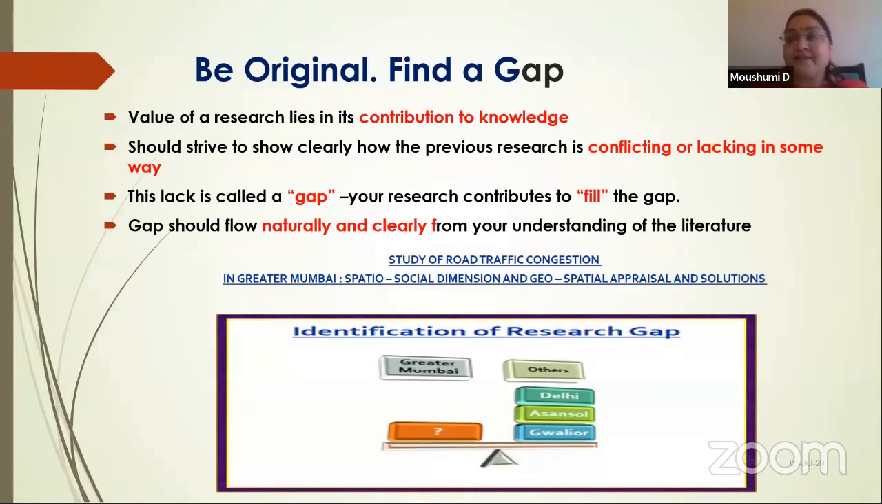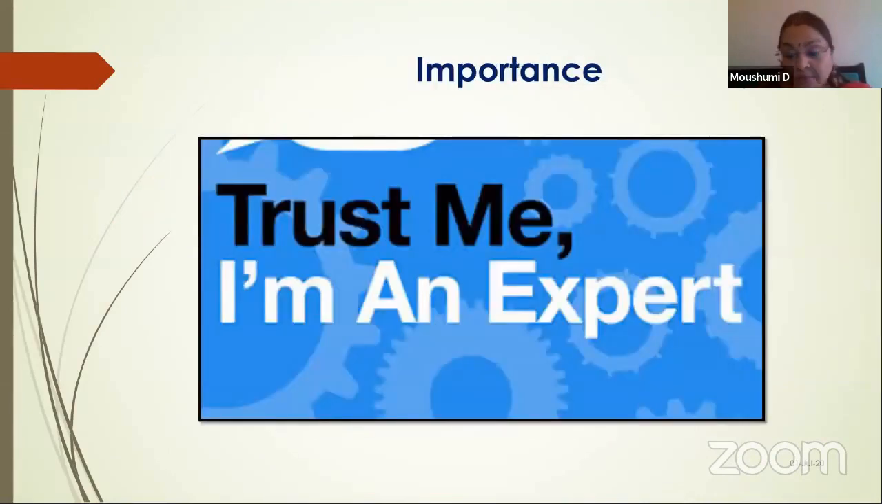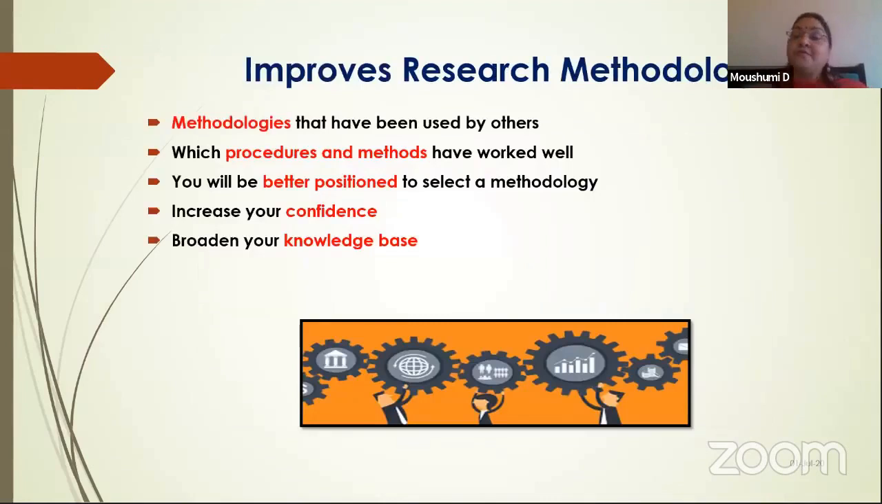Think about it, my friends. Can we really ignore literature review? No. If you ignore literature review, your research never happens. So we can say a literature review always improves the research methodologies. It tells us about different methodologies. It tells us about different procedures.